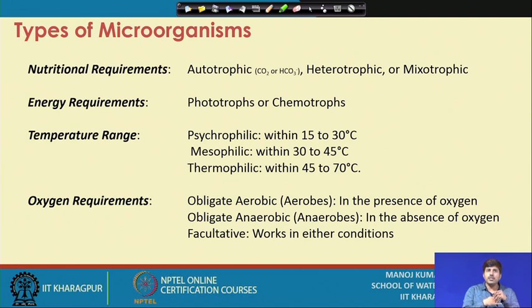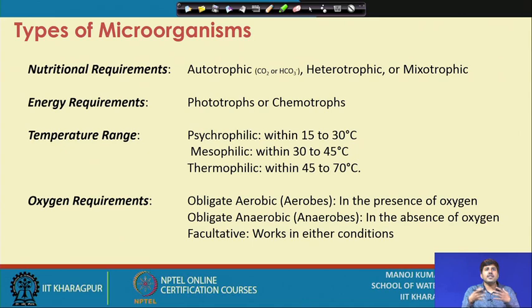Based on the energy requirement, those who get their energy from the solar system or sunlight are called phototrophs. These are the ones who basically do photosynthesis, and based on that photosynthesis they derive energy and then synthesize mass. Then there are chemotrophs, who derive energy from chemical reactions. Again there is a series of microorganisms who derive energy from chemical reactions, and they are typically called chemotrophs.